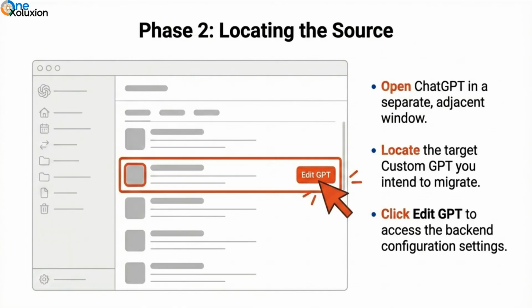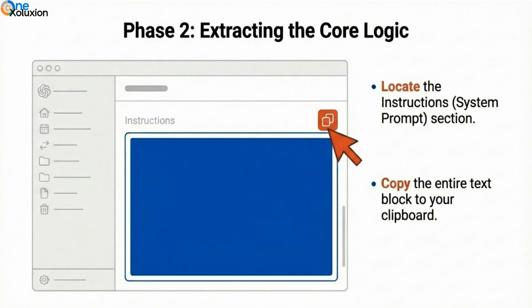Phase 2. Locating the source. Open ChatGPT in a separate window. Locate your custom GPT and click Edit GPT to access the backend configuration settings. Phase 2 continues with extracting the core logic. Locate the instructions or system prompt section and copy the entire text block to your clipboard.